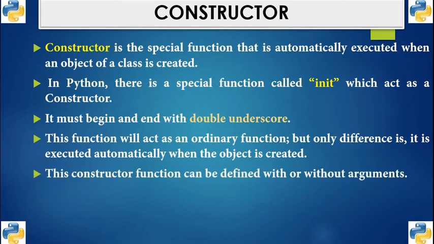This constructor function can be defined with or without arguments. Normally the functions we create inside a class are called methods. By default each method should have one default argument, self. Apart from this we can pass arguments also. The same procedure applies to the constructor. We can create a constructor with arguments or without arguments. Without arguments, it is called a default constructor. If we create it with arguments, it is called a parameterized constructor.